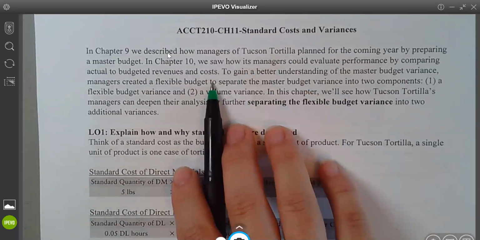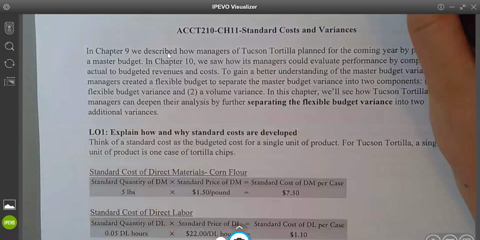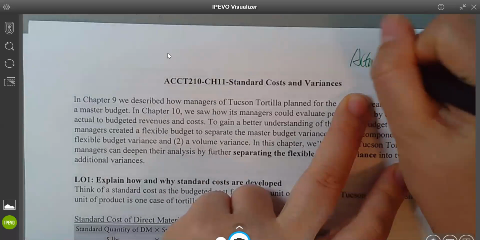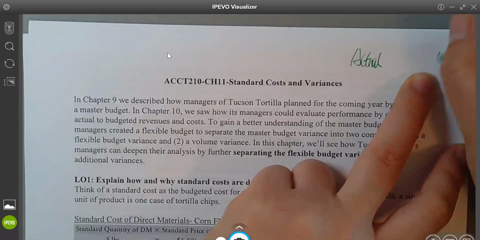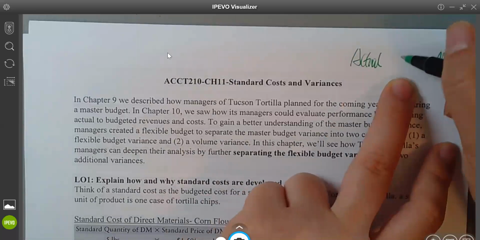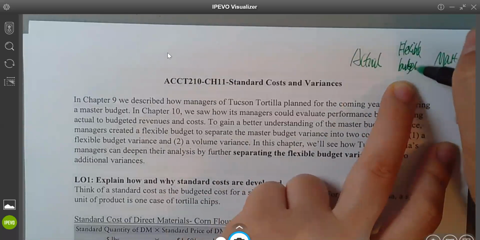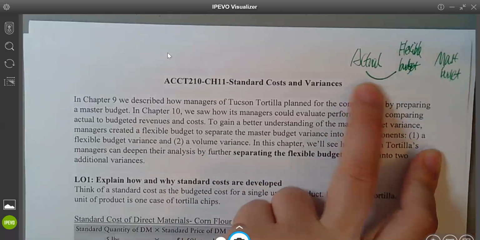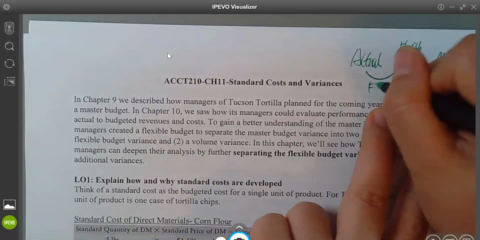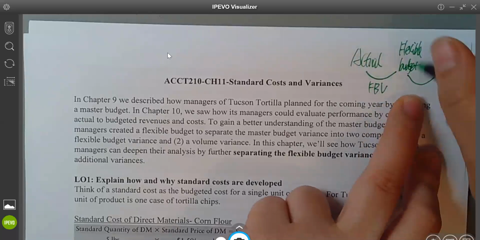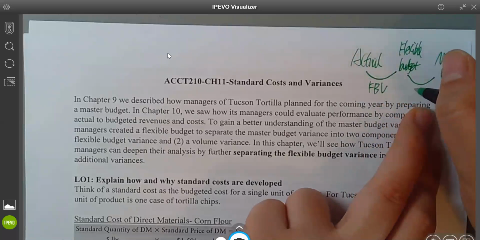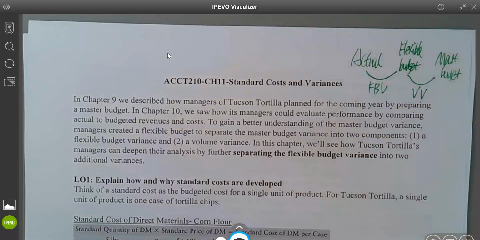So let's get started. In chapter 9, we used this tortilla company as our example, and in chapter 11, we talk about the variance. We said that a company has the actual, and then the company has the master budget. And we said that's not enough. We also have a thing called a flexible budget. We call the difference of actual and flexible budget the flexible budget variance. The difference of flexible budget and the master budget, we call the volume variance.